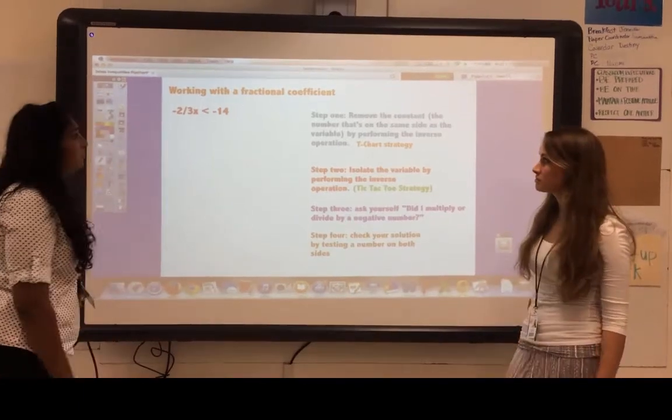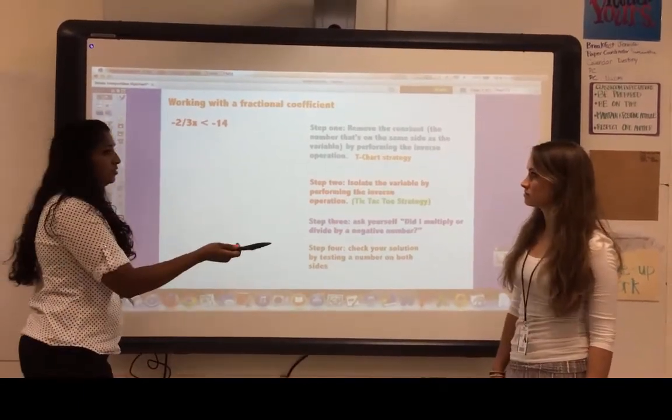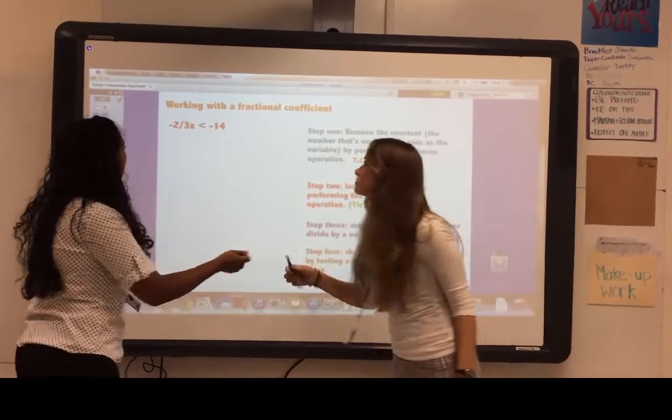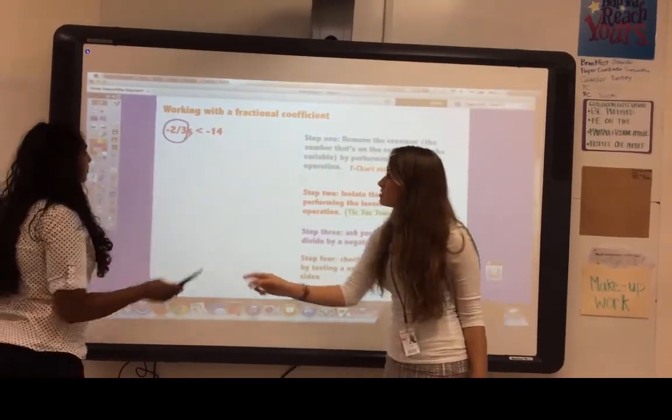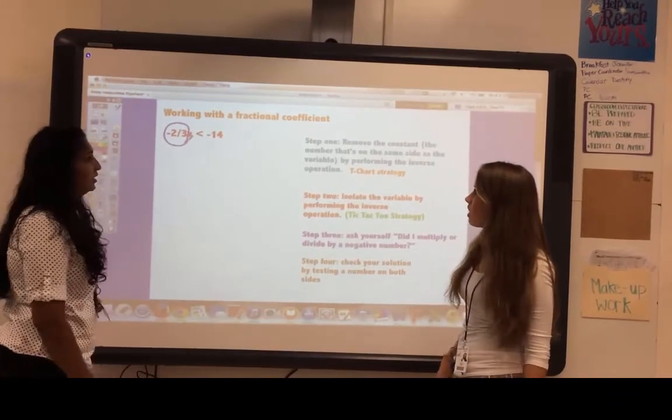Okay, so now we're going to look at a fractional coefficient. Miss Esri, can you circle the fractional coefficient, please? The coefficient's always in front of the x. Okay, so we've got negative 2/3 x less than negative 14.